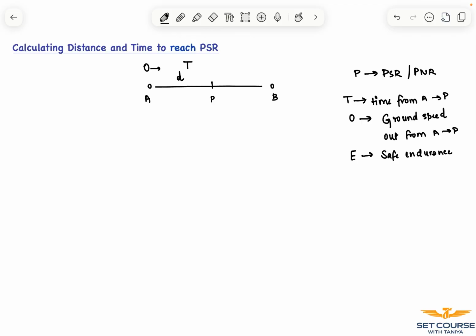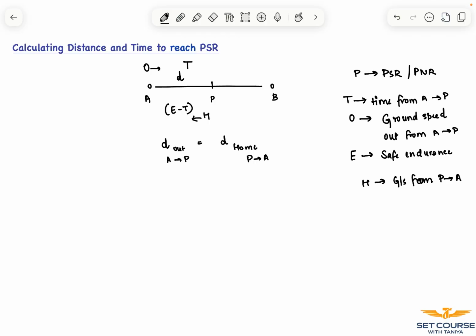Now, by the definition of safe endurance, we were aware that it is the sum of the time from A to P and from P to A. So, if the time from A to P is T, the time from P to A is going to be E minus T. And let's take our ground speed from P to A as H. Now the distance is going to remain the same, so distance out is going to equal distance home, which is our A to P and P to A.